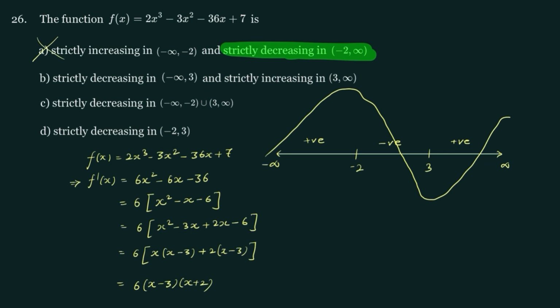Option B, strictly decreasing from minus infinity to 3. This is also wrong. Option C, strictly decreasing from minus infinity to 2. But in minus infinity to minus 2, the function is increasing. So this is also wrong. That means my correct option for this question will be option D. That is strictly decreasing in minus 2 to 3. And yes, from minus 2 to 3, the function is strictly decreasing.